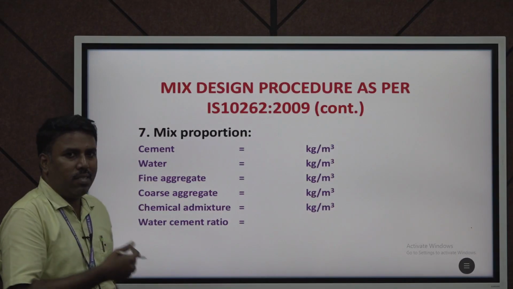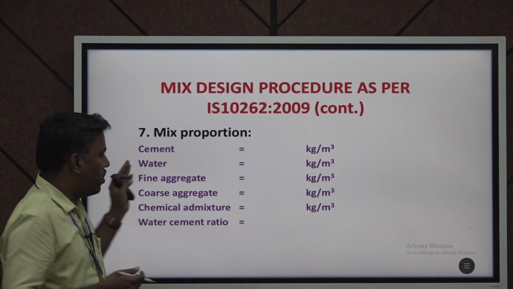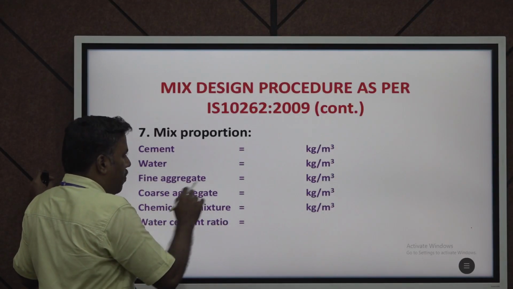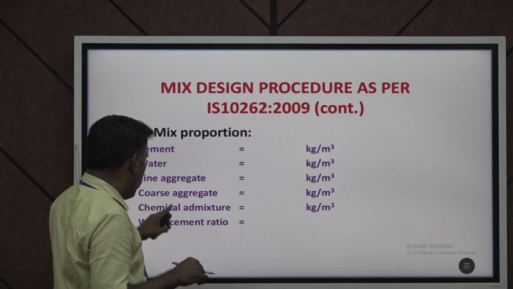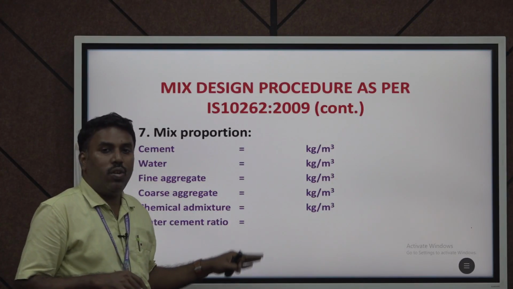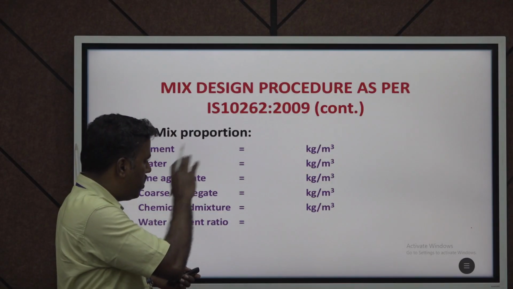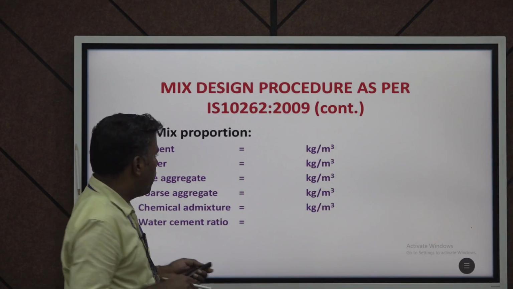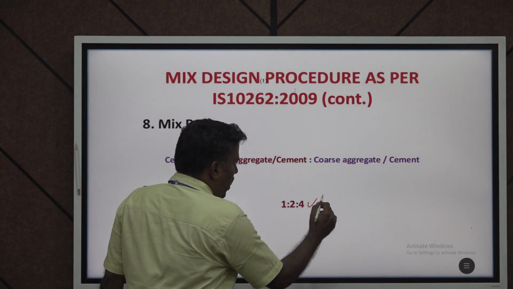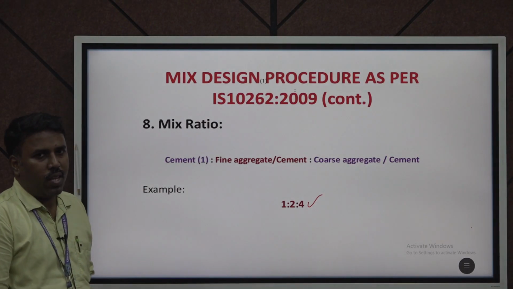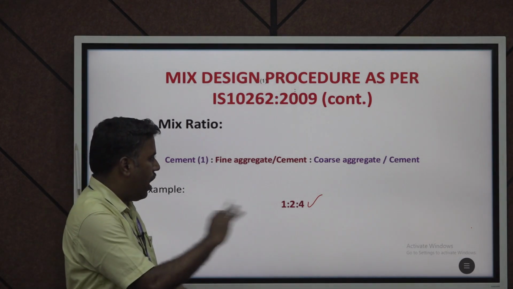Then seventh step is mix proportion. Based on the previous calculation, here we have to mention all the quantities of cement, fine aggregate, water, coarse aggregate, admixtures, and water cement ratio in kg per m cube. Here we mention all the calculated data. From that we arrive at the ratio, like 1:2:4, 1:1:3, like that.